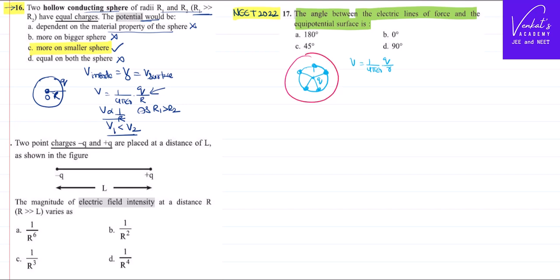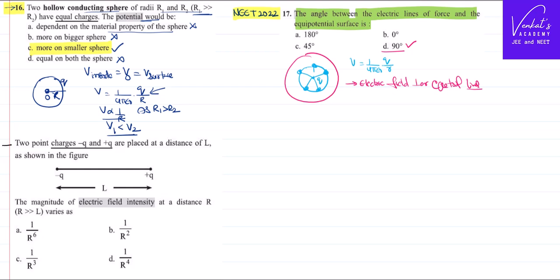So, those are the equipotential lines, and we can also say electric field or electric intensity is perpendicular to this equipotential surface. So, electric lines of force and equipotential surface are having an angle of 90 degrees, because electric field is radially outward from the charge. That is the second question. Let us have a look at the third question.